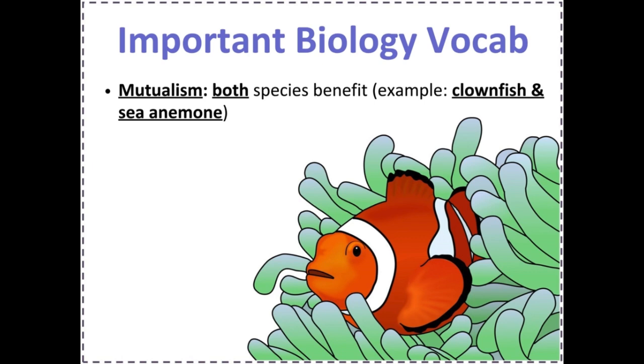The clownfish have a special kind of slimy covering on the outside of them so that they don't get stung by the anemone. But the main thing to note here is that both the clownfish is getting protection and the sea anemone is also getting protection from the clownfish. So they're both benefiting here.